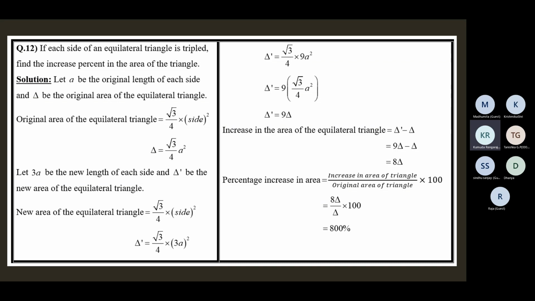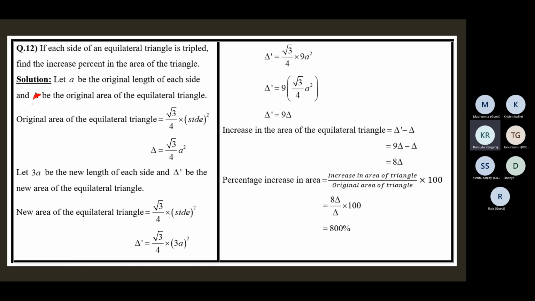If each side of an equilateral triangle is tripled, 3 times, find the increased percent in the area of the triangle. So let A, here is an equilateral triangle. You don't have to take all the 3 sides. You know, each side is A units. So let A be the original length of each side of the triangle. This is triangle, children, not delta. I think I shouldn't use the symbol here. I'll make a triangle.